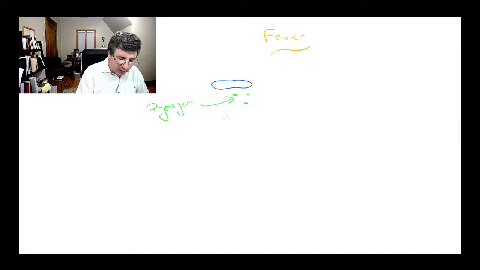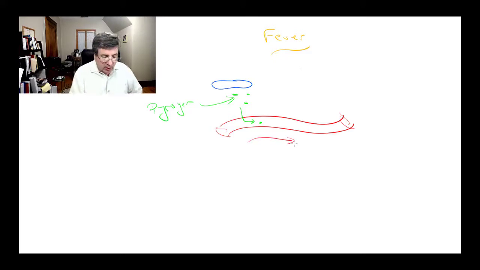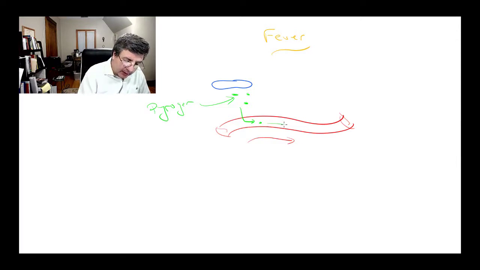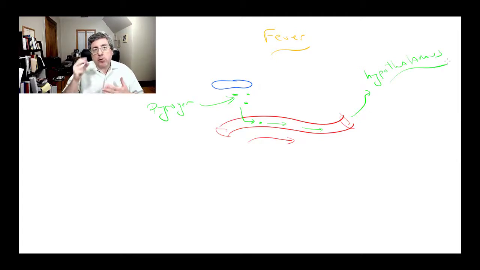So how does it get to the hypothalamus? So here we have our blood capillary, okay? Pyrogens make their way into your blood vessel. Blood's traveling in a direction. So your pyrogen is getting carried in your bloodstream, and it works its way to your hypothalamus. And the pyrogen causes the hypothalamus to reset its temperature, okay?